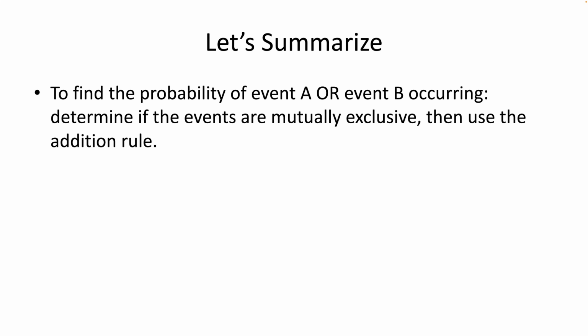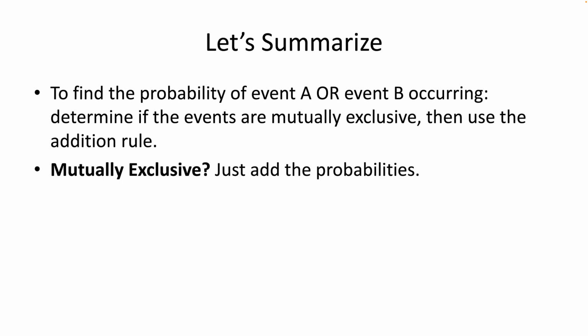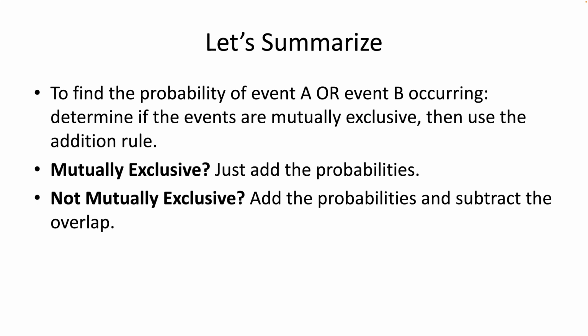Let's summarize. To find the probability of event A or event B occurring, determine if the events are mutually exclusive, then use the addition rule. If the events are mutually exclusive, they do not overlap, just add up the probabilities. If they are not mutually exclusive, they do overlap, then add the probabilities and subtract the overlap.